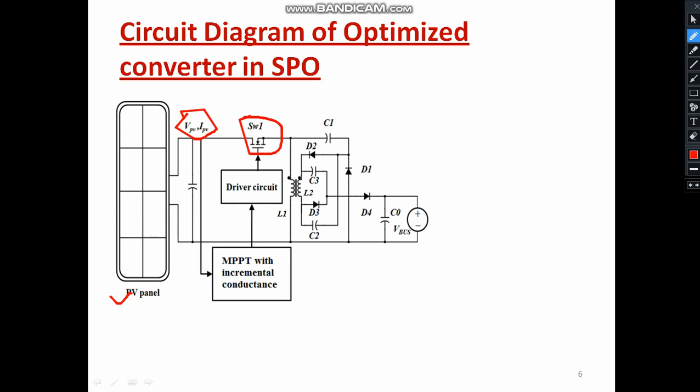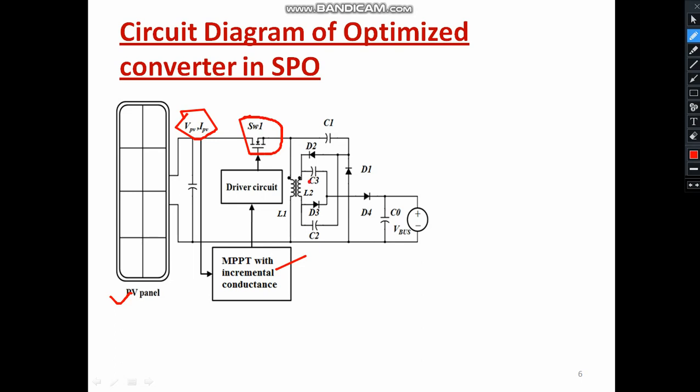Here the voltage and current of the panel are sensed by suitable sensors, and they are connected to the MPPT block. Here the ICA algorithm will be developed. Then the output of this MPPT block is connected to the gate driver circuit. The gate driver circuit generates the necessary pulses and supplies them to the gate of the power MOSFET. Thus the MOSFET on and off operation continues.